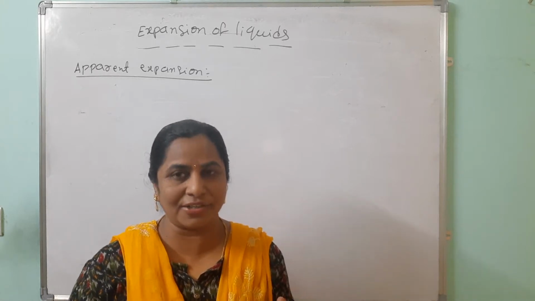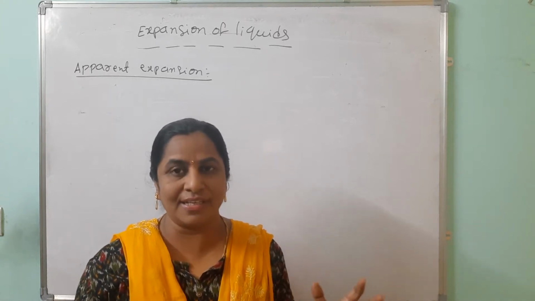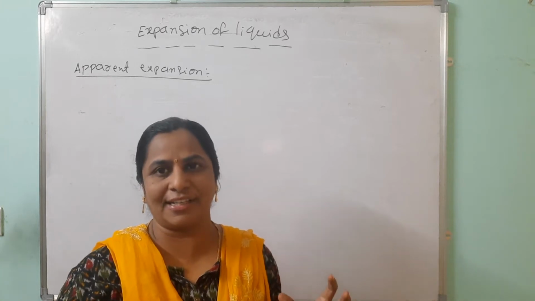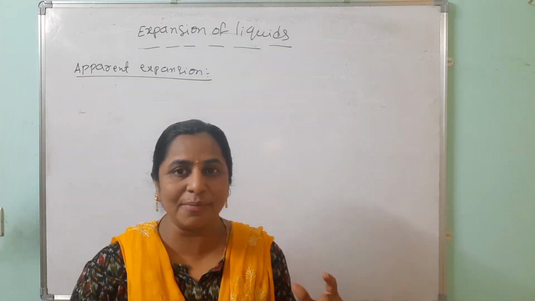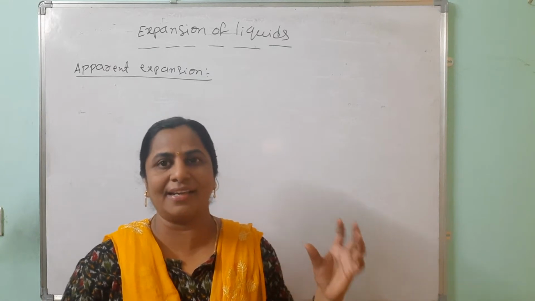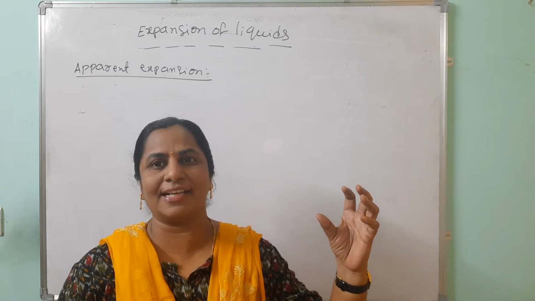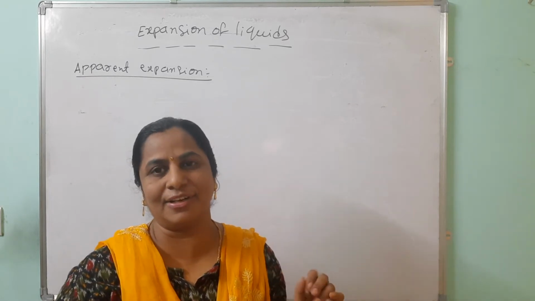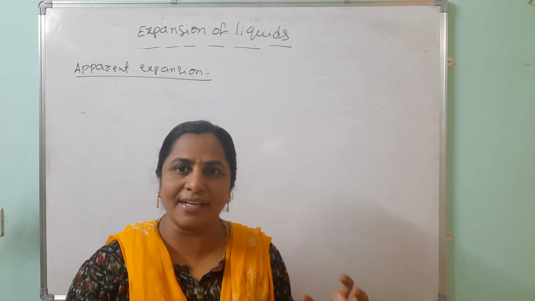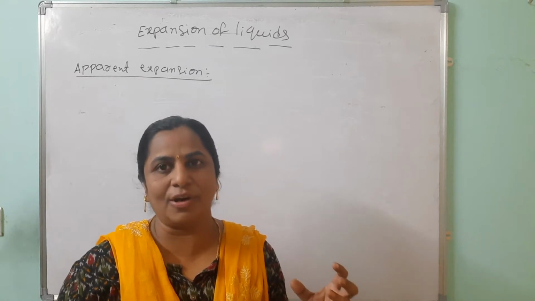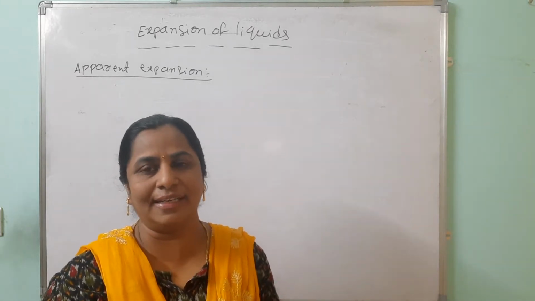But volume expansion we also take in two different ways. One is the apparent expansion, and the other is the real expansion. Apparent means that, along with the container, we are taking the liquid inside the container, and we consider both the container expansion along with the liquid. That is called the apparent expansion. If we take only the real change in volume of the liquid, that is called the real expansion.